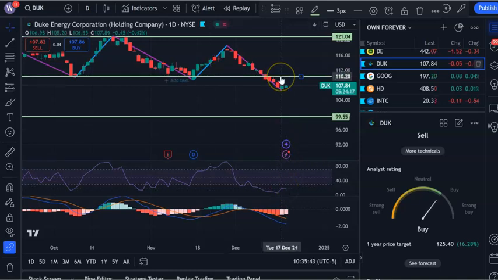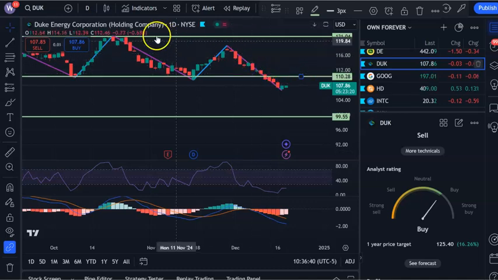Anyway, it's broken support over the last 5 days, which would indicate further downside. However, the last 2 days, Duke Energy has done pretty well. It seems to be moving up, and maybe it'll revert back to the mean of 110. Anyway, I do think Duke Energy is going to go up over the next 2 to 3 months. And if the price stays above 110 in the next 2 to 3 months, I think I'm going to have a winner in my hand.